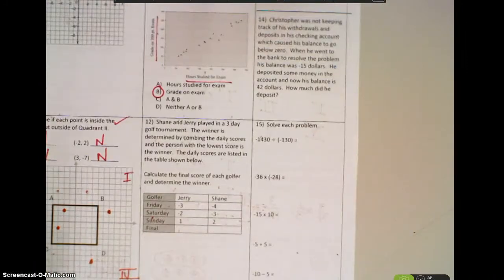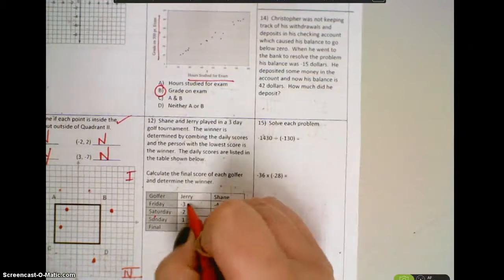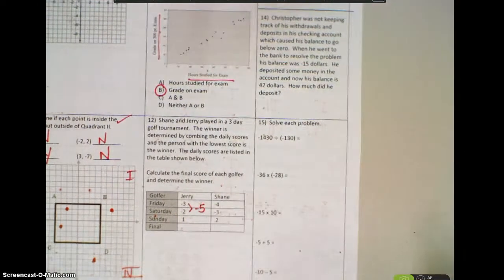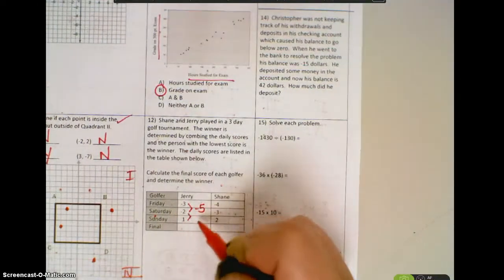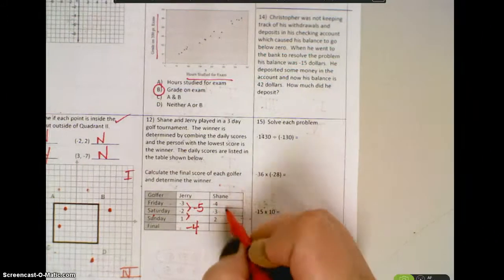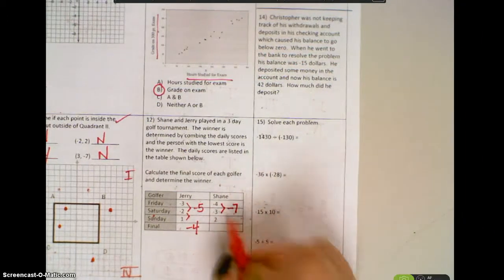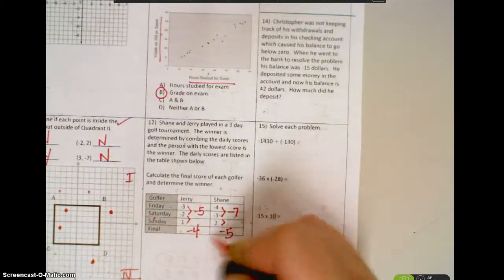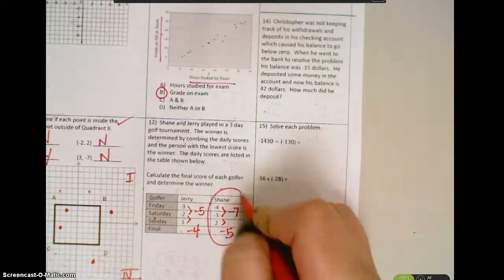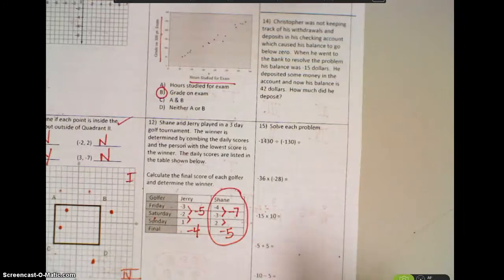Number 12, Shane and Jerry played in a 3-day golf tournament. The winner is determined by combining the daily scores, and the person with the lowest score is the winner. The daily scores are listed in the table below. Calculate the final score of each golfer and determine the winner. So, negative 3 plus negative 2 is negative 5, so that was Jerry for the first 2 days. Then we add a positive 1 to that, and his final score would be negative 4. Negative 4 plus negative 3 is negative 7. When I add a positive 2 to that, it would be negative 5, which is lower than negative 4, which means Shane is the winner.